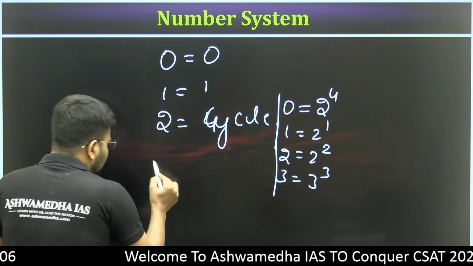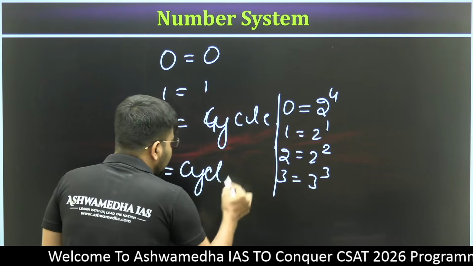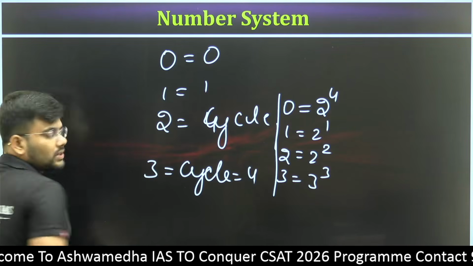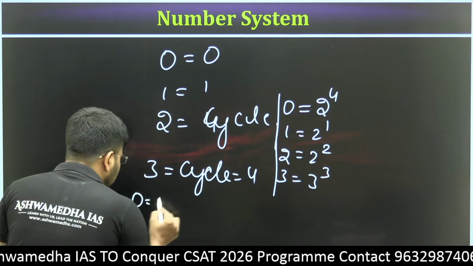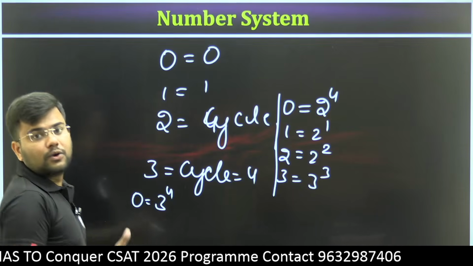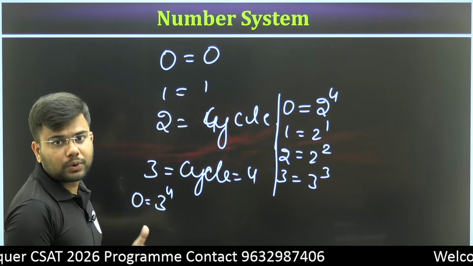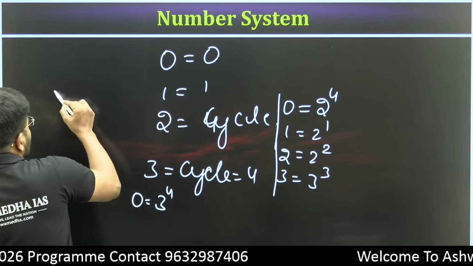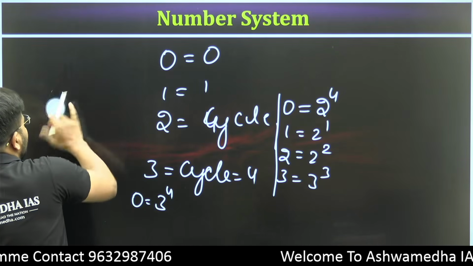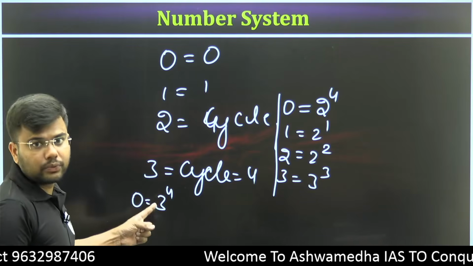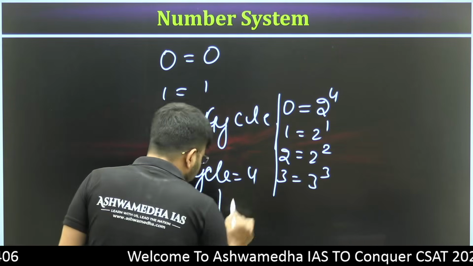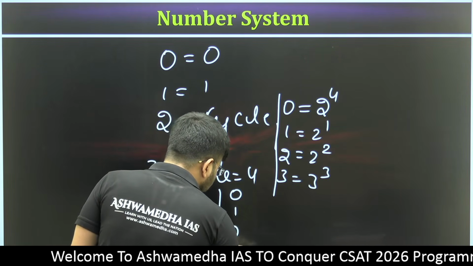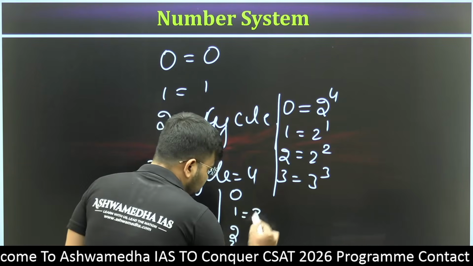Now again, for 3, the cycle is 4 itself. Again for this cycle, if 0 is the remainder, it is similar to that of 3 power 4. That is, 3 power 4 is 27 times 3, which is 81. The unit digit would be 1. That means, look here, 0, 1, 2, 3. 1 as the remainder is similar to that of 3 power 1.